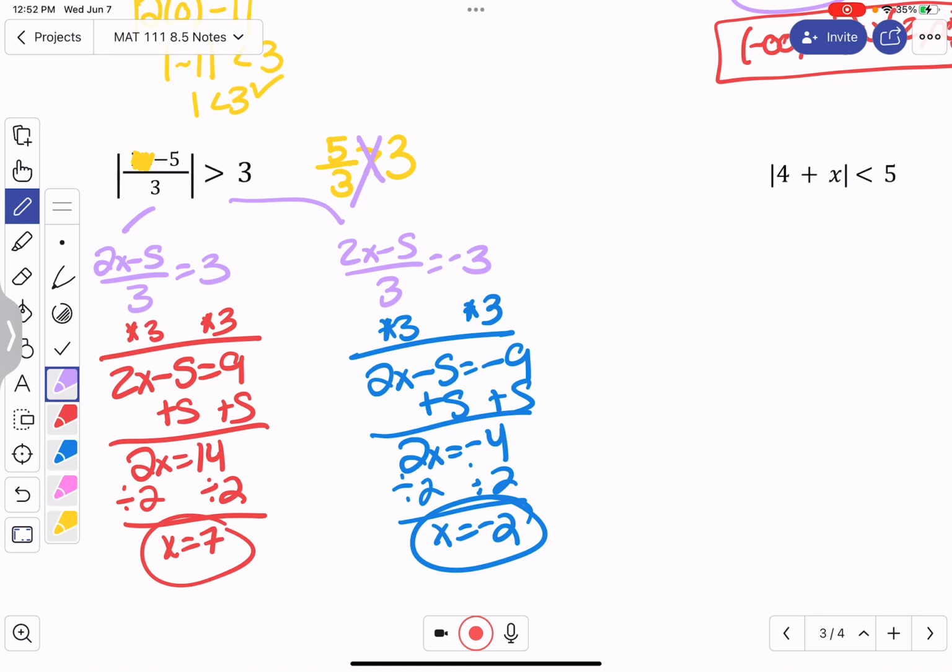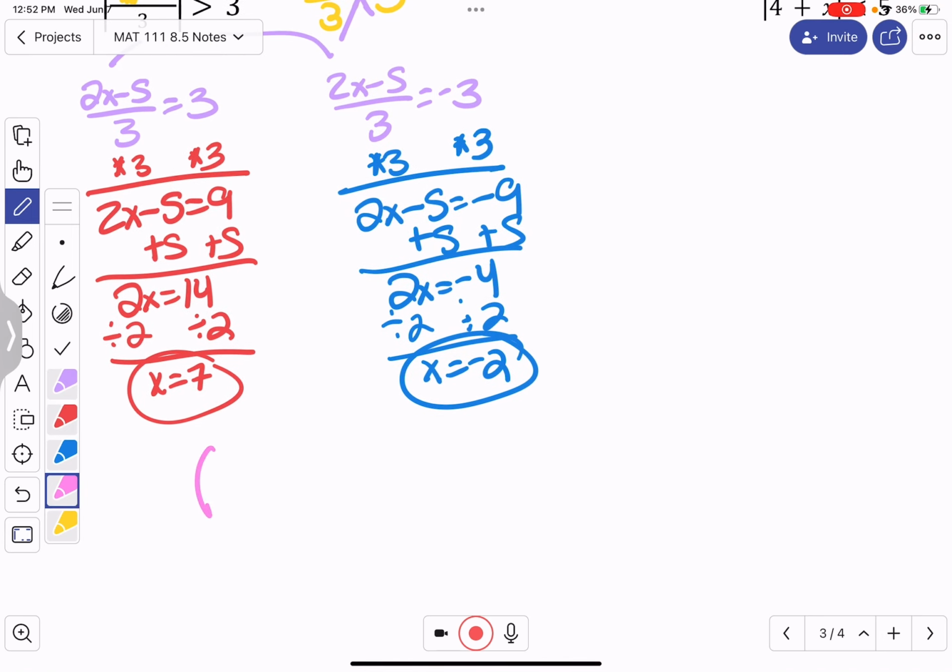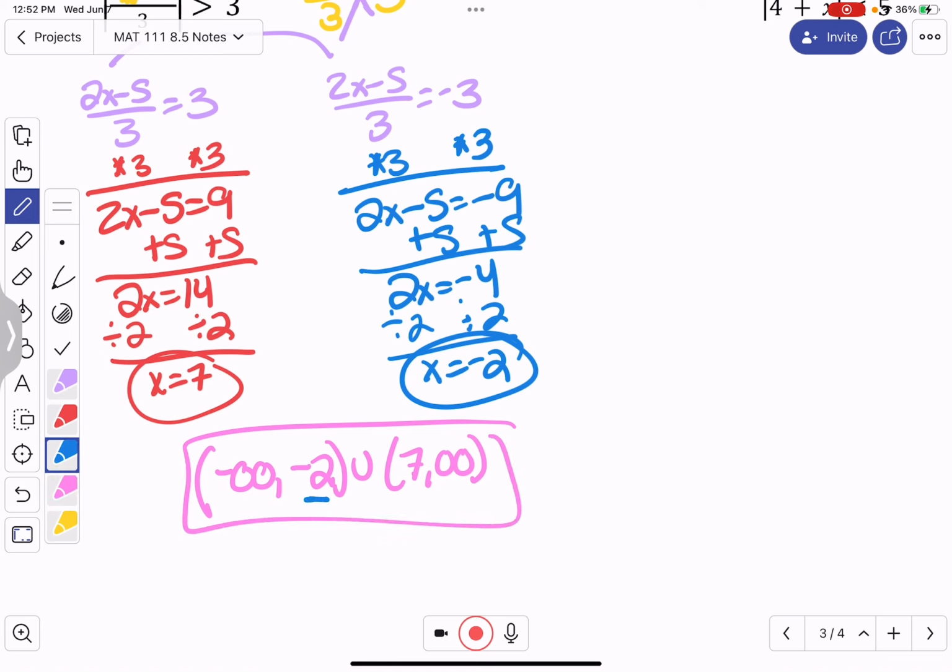So since it's not true, we're going to write the two brackets. So negative infinity to negative 2, and 7 to infinity. And again, I choose which one goes which based on the smaller one on the left, the bigger one on the right.